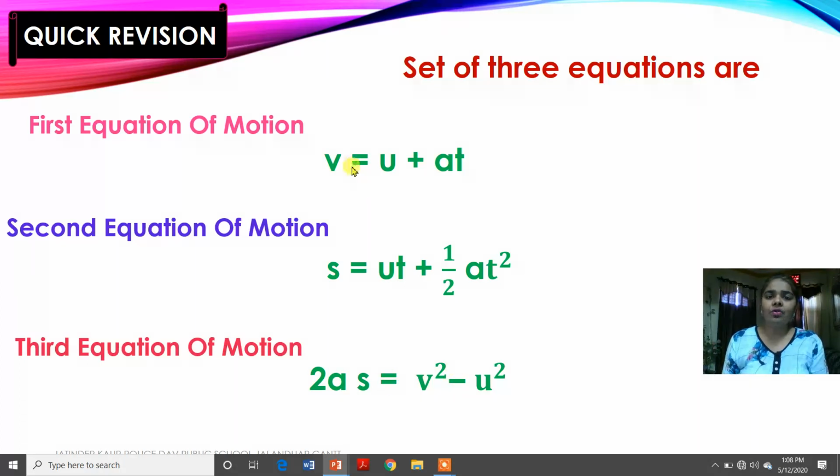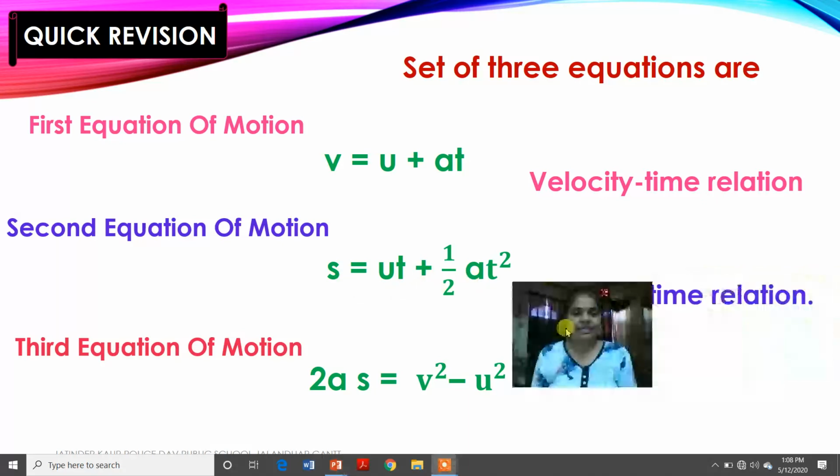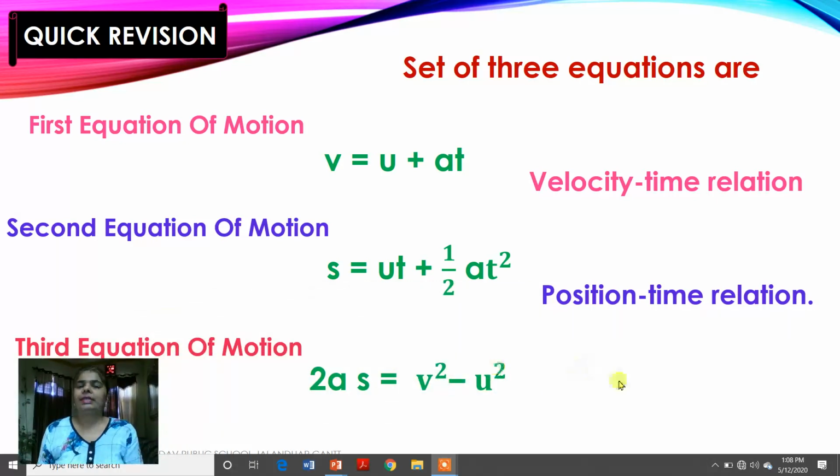And do you know what relation these equations give us? Yes, velocity time relation is given by the first equation, and position time relation is given by the second equation, and the third is this V square minus U square, and it will give us the relation between position and velocity.